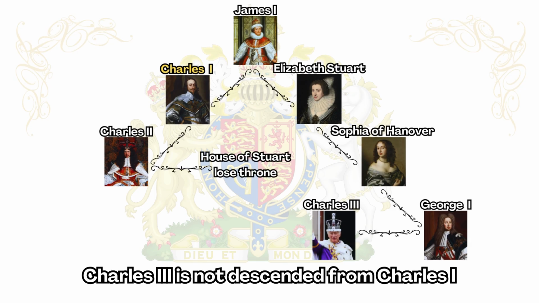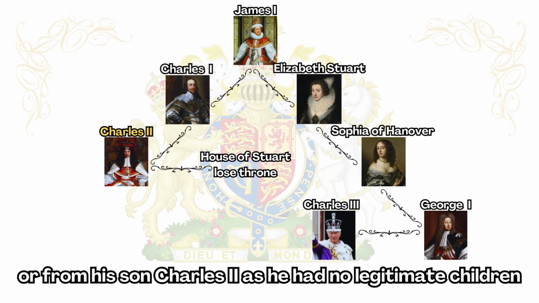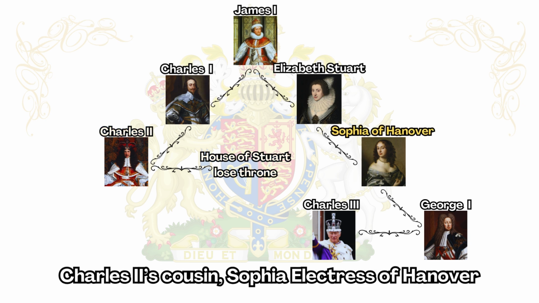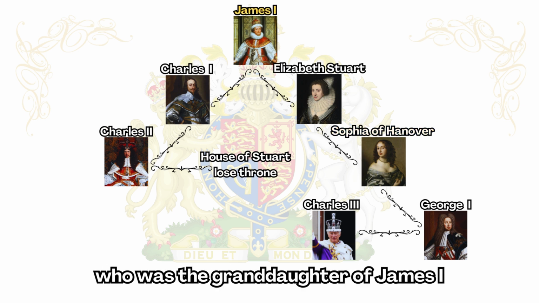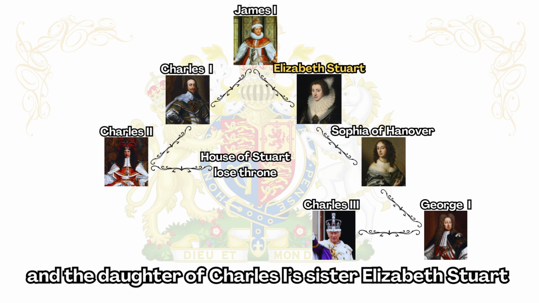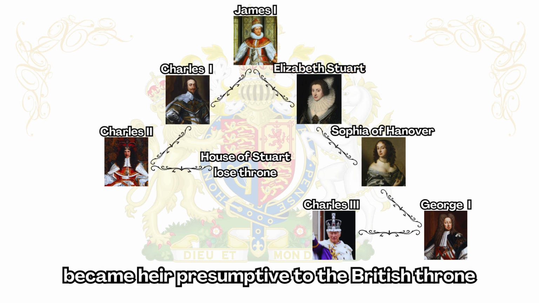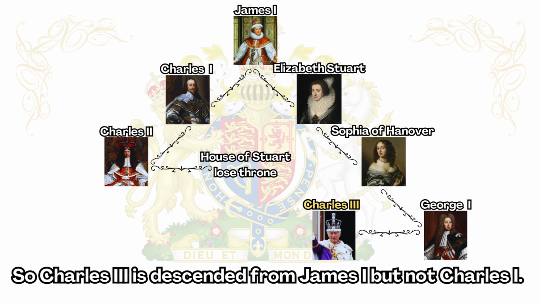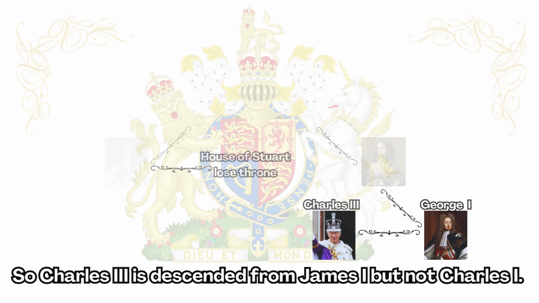Charles III is not descended from Charles I, or from his son Charles II, as he had no legitimate children, leading to the House of Stuart losing the throne. Charles II's cousin, Sophia Electress of Hanover, who was the granddaughter of James I and the daughter of Charles I's sister, Elizabeth Stuart, became heir presumptive to the British throne, with her son George I becoming king. So Charles III is descended from James I, but not Charles I.